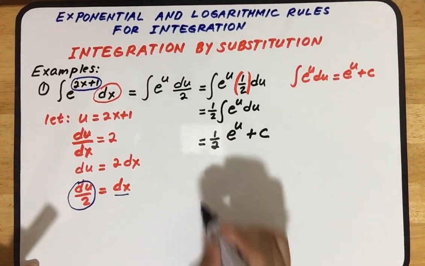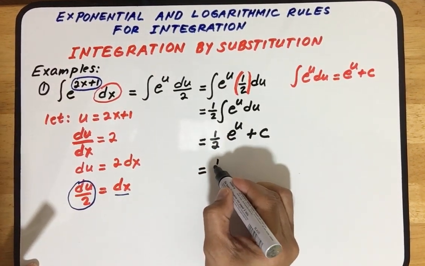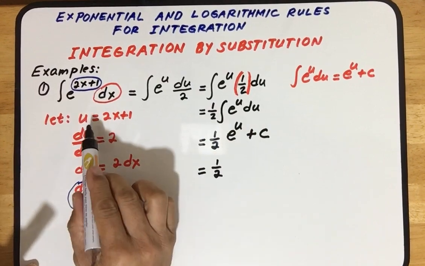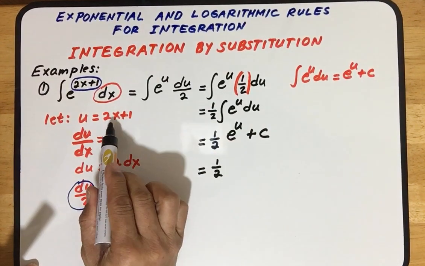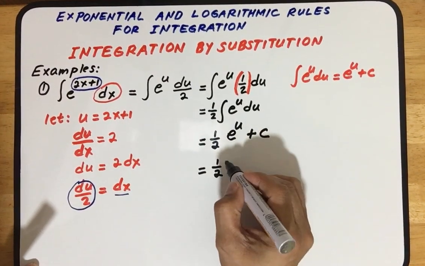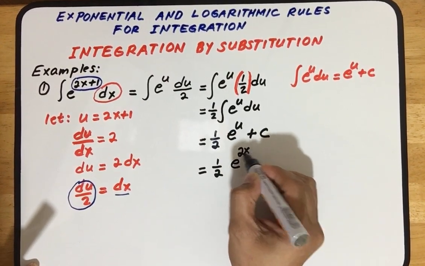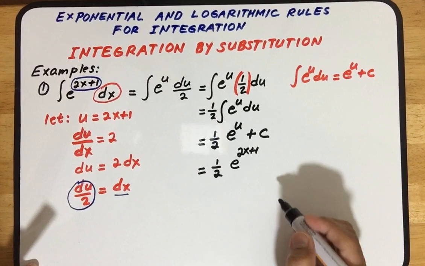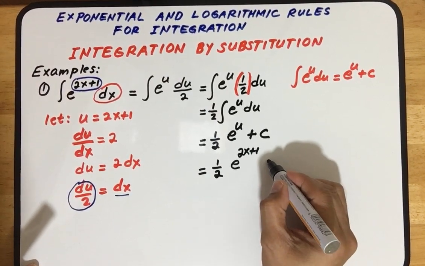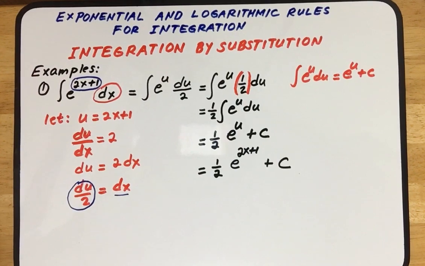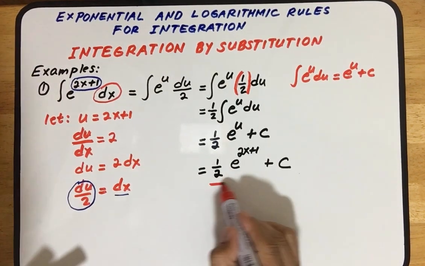Then substituting, 1 half times e to the u. But what is our u? Our u is 2x plus 1. So 1 half e to the 2x plus 1, then plus c. Okay, so this is our answer.